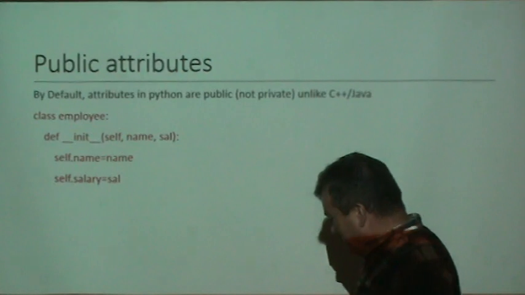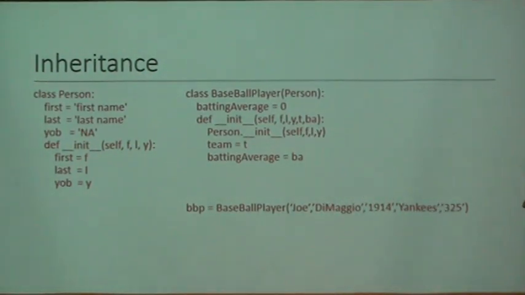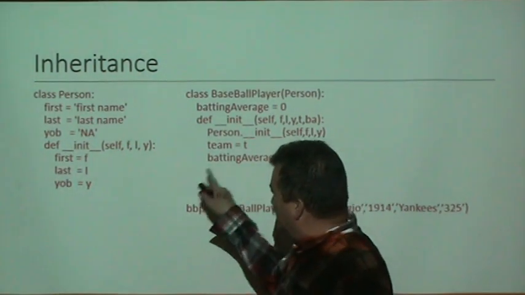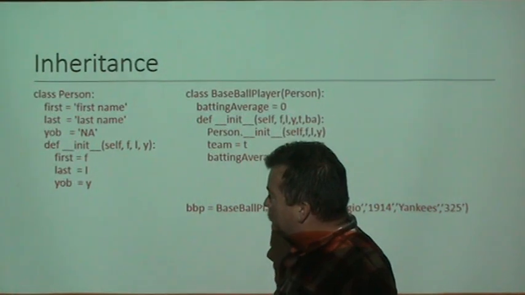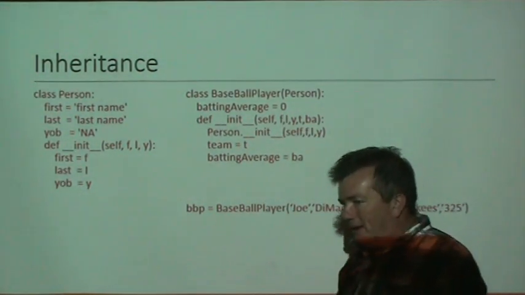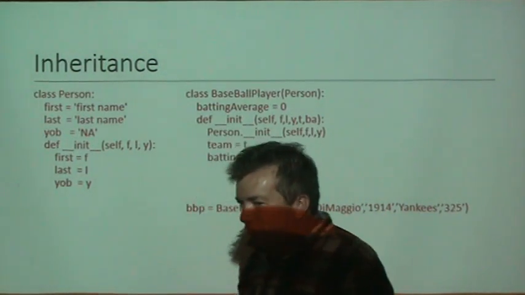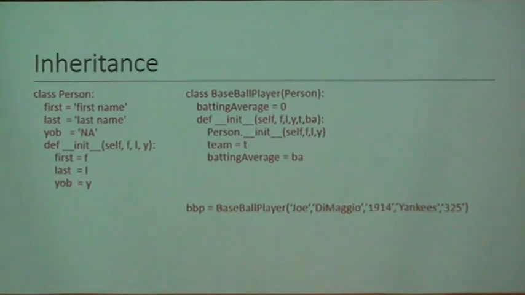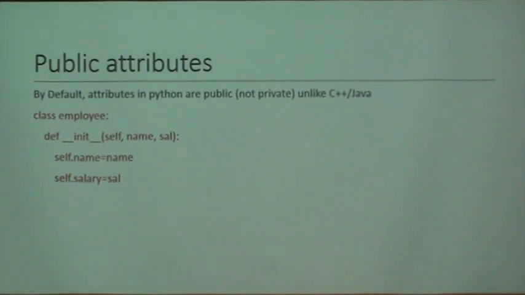Okay, so now you might think, what is the point of methods? What is the point of these methods? If anybody can just come in and change Joe DiMaggio, I can make him the Babe DiMaggio, right? And Babe Ruth, right? So what's the point of this?